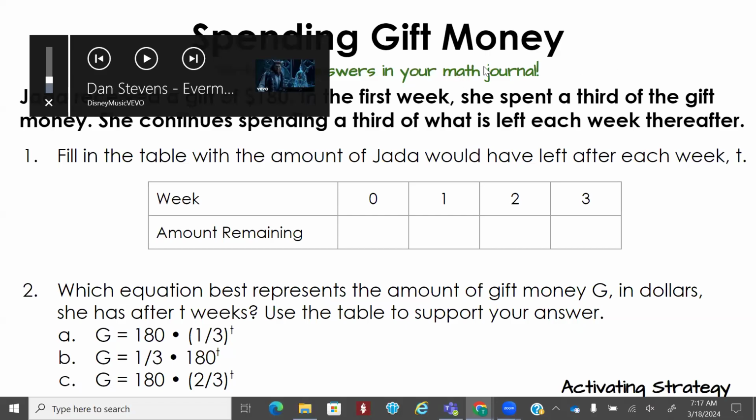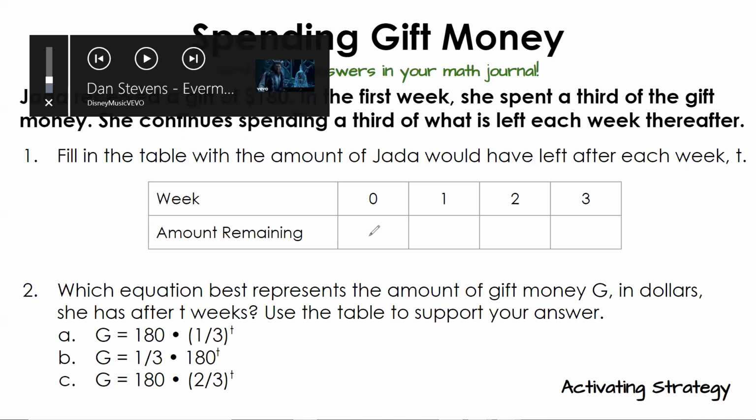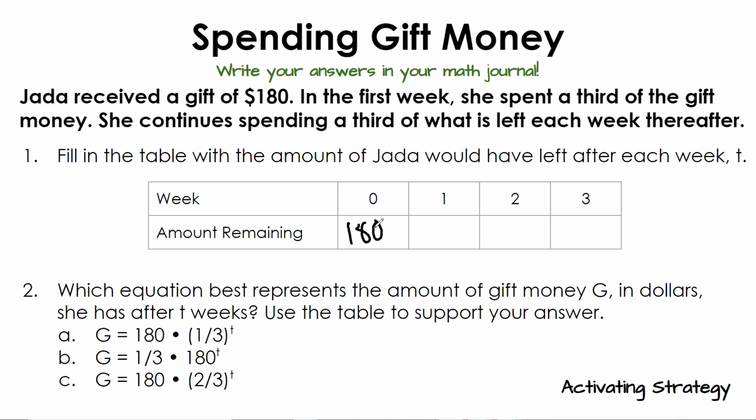All right, so it says Jada received a gift of $180. In the first week, she spent a third of the gift money, and she continues to spend a third of what is left over each week thereafter. Okay, so at 0 weeks, how much money does she have? 180. And what would be a third of that? We're going to take 180 and subtract 60 from it, right? So this would be 120.